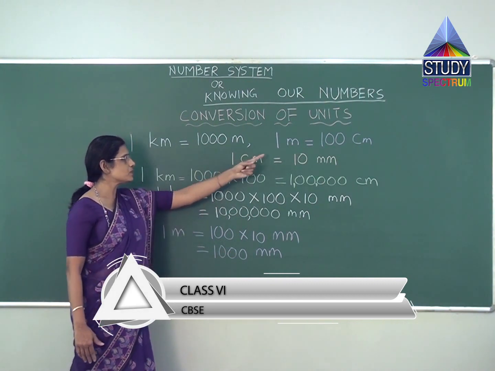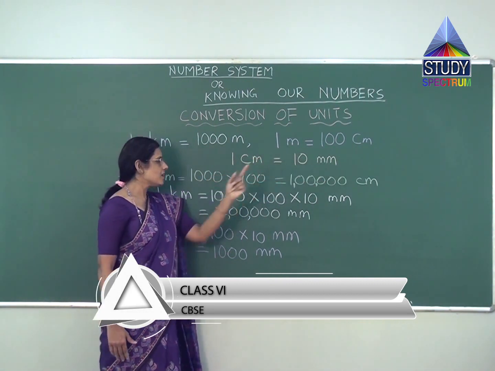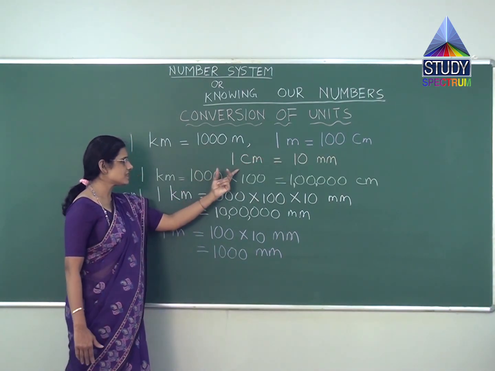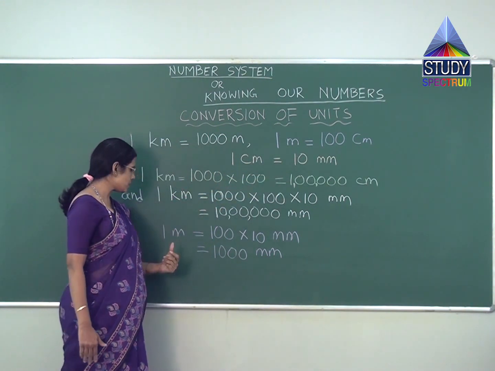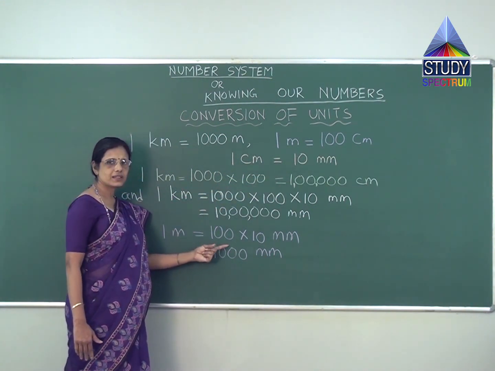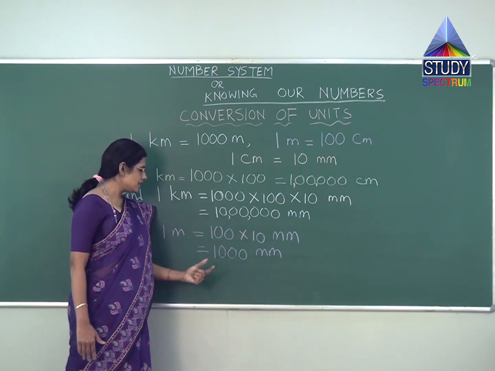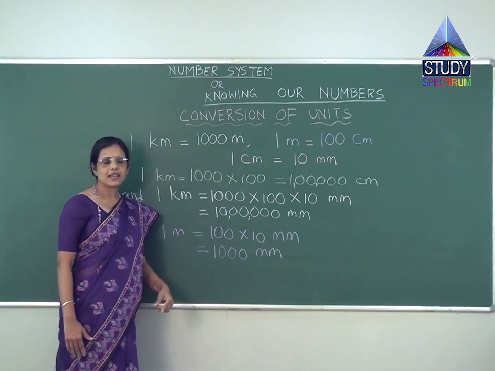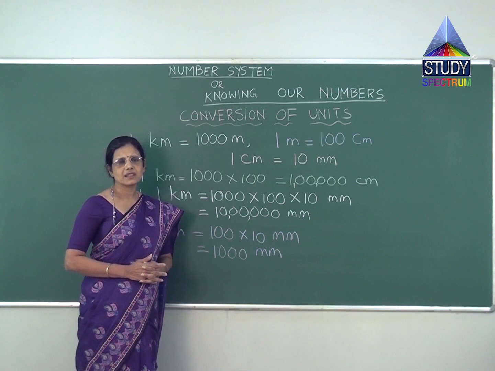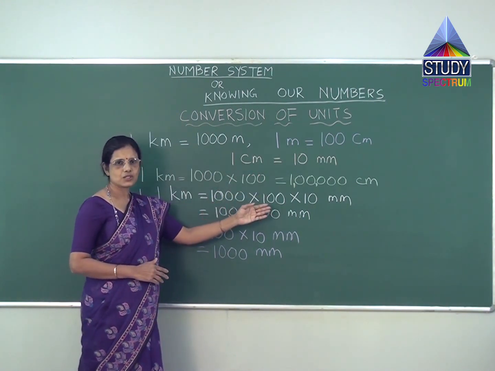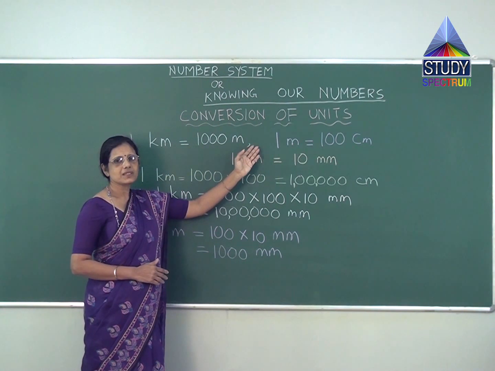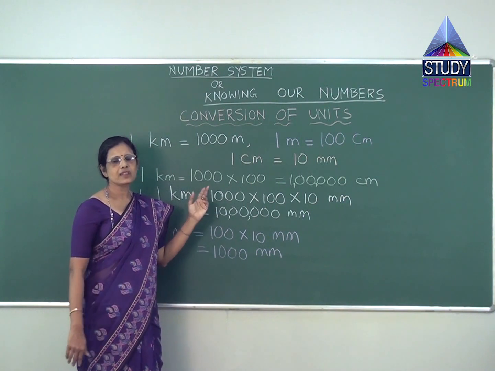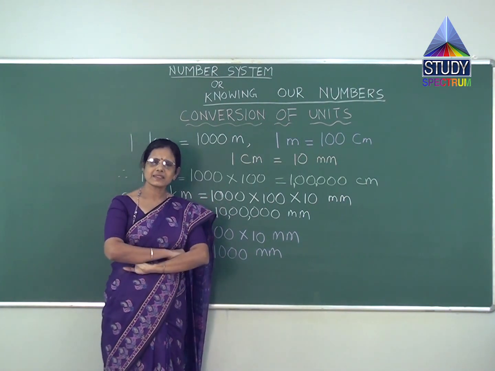Now, the relation between meter and millimeter. 1 meter equal to 100 centimeter, already told, and 1 centimeter equal to 10 millimeter. Therefore, 1 meter equal to 100 into 10 millimeter. It gives only 1000 millimeter. So, this way, if any sum comes to the conversion, then easily you can find. Kilometer to meter, meter to centimeter, centimeter to millimeter. Similarly, this we use generally for the distance.